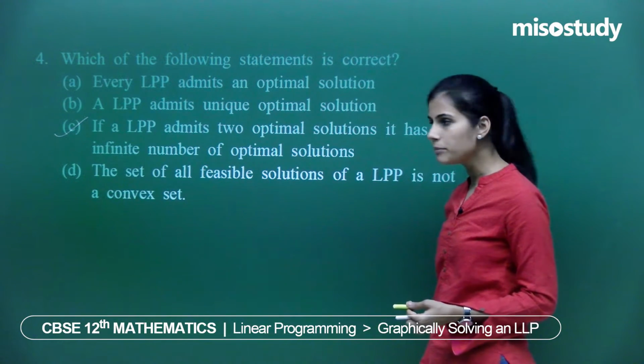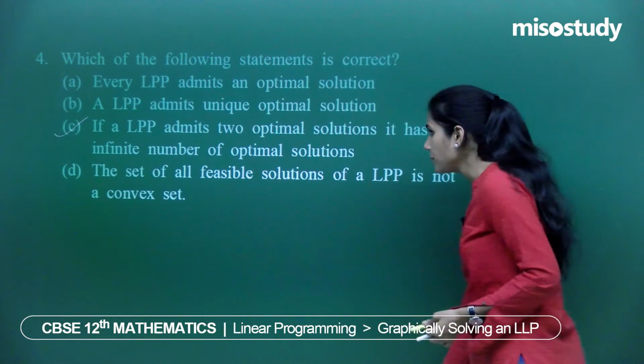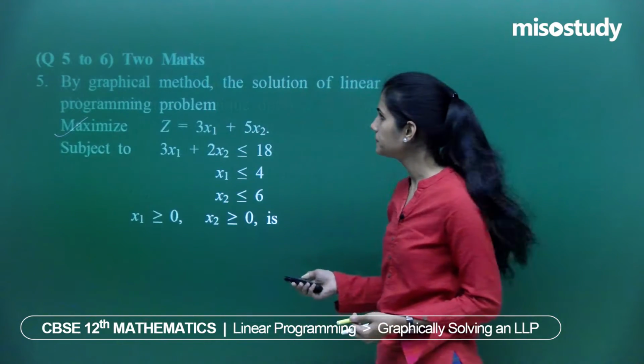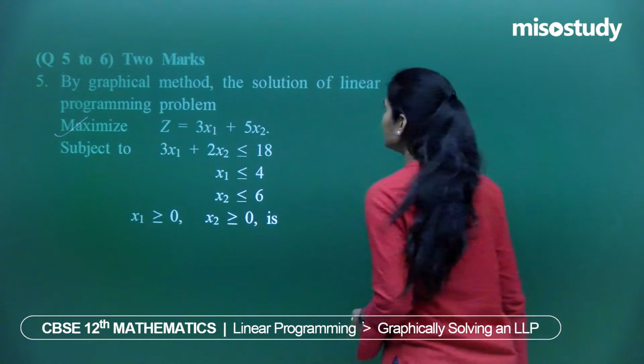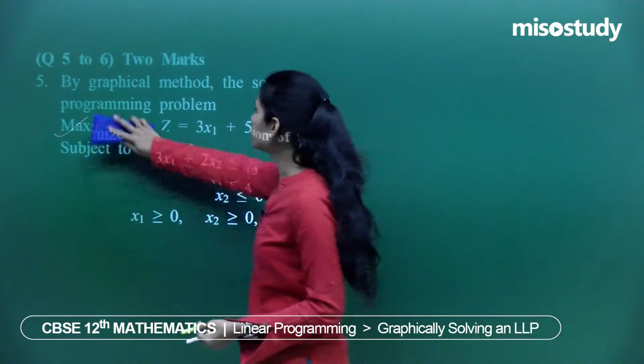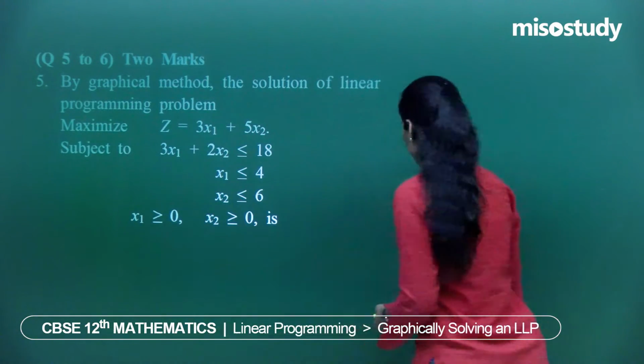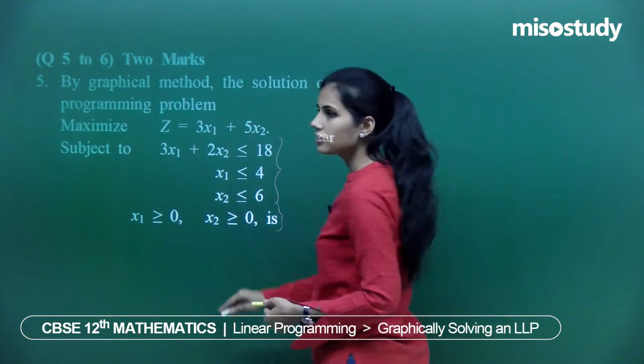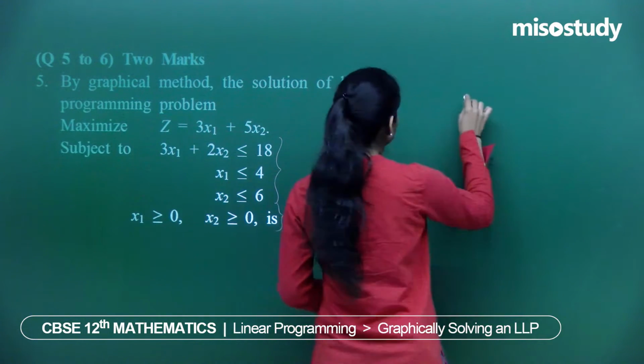We have done this as a theorem that the set of all feasible solutions of an LPP is definitely a convex set. In fact, it's a convex polygon. By graphical method, the solution of this linear programming problem would be what? Let's begin. We need to plot all the constraints and also take into consideration this non-negativity restriction.